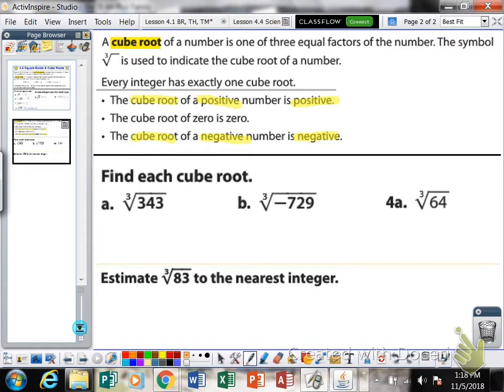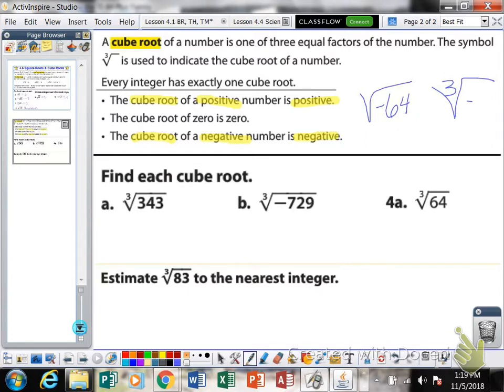All right, a cube root of a number is one of 3 equal factors. So now I have a number multiplied together 3 times. The symbol that has the 3 in the little nook in the radical sign is used to indicate the cube root of a number. The cube root of a positive number is positive. The cube root of 0 is always 0, and the cube root of a negative number is negative. Now, here's the difference. Before, we could not take the square root of a negative number, but we can take the cube root of negative numbers because a negative times a negative times a negative would actually be a negative answer. So it is possible to get a negative answer when we have cube roots.